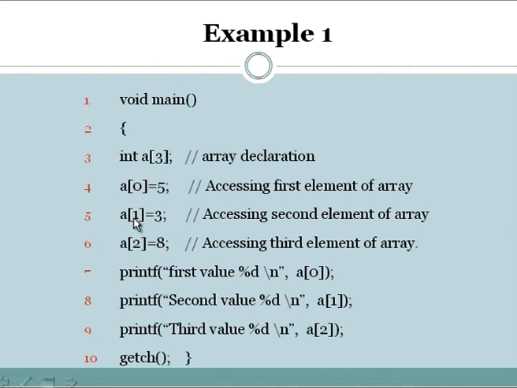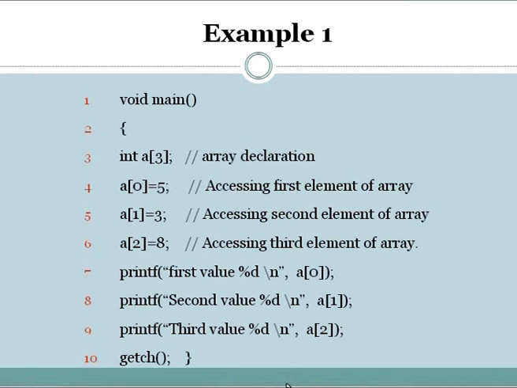Statement at line number 5, a[1], will initialize the second element of array to the value 3. Next statement, a[2], will initialize the third element of array to the value 8. When you want to display the value of each element, you use just the same statement as accessing a variable.